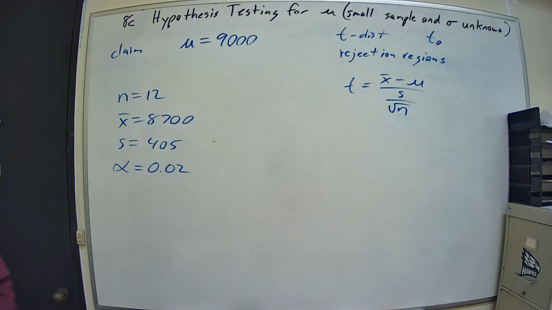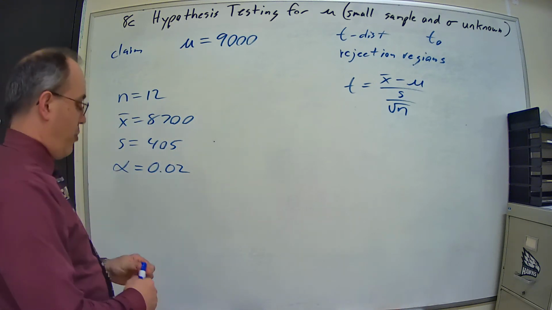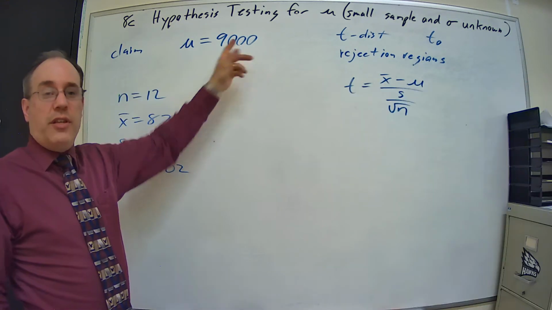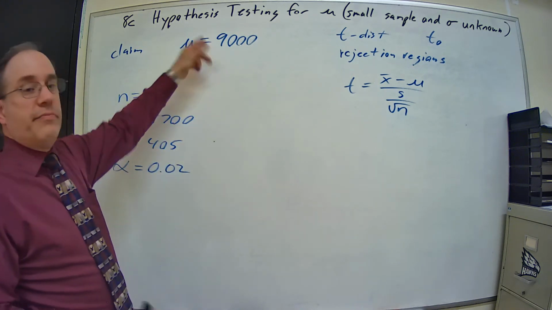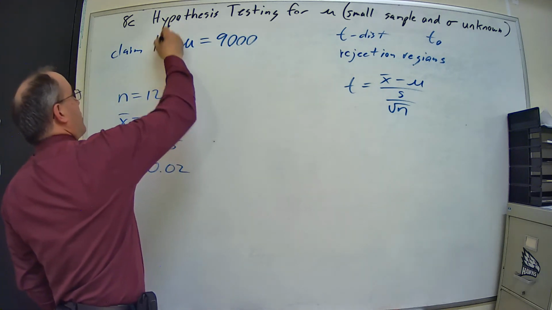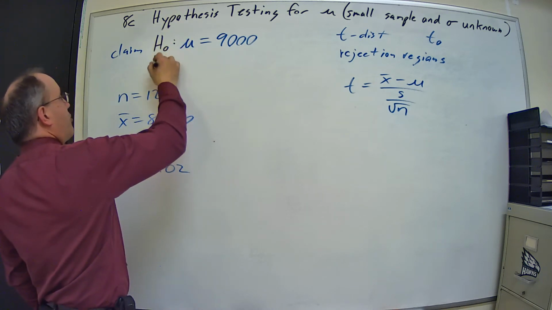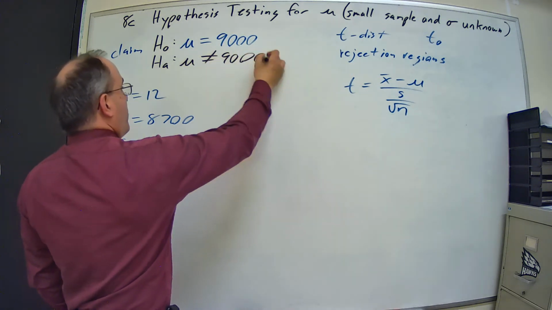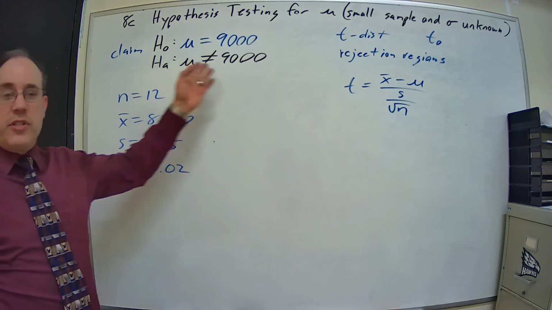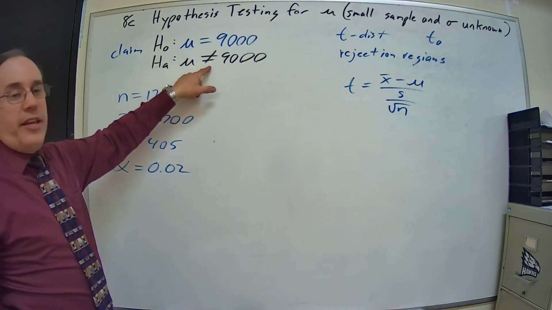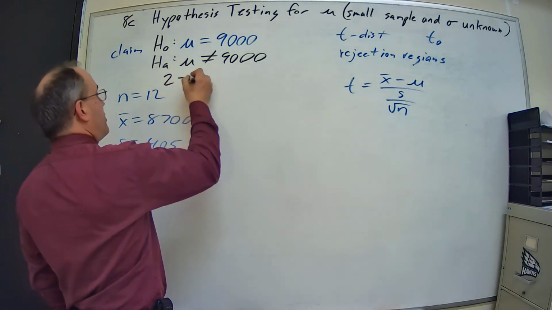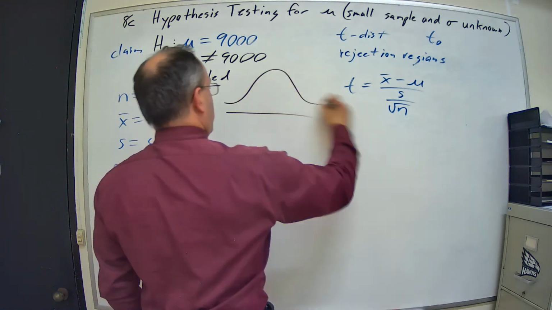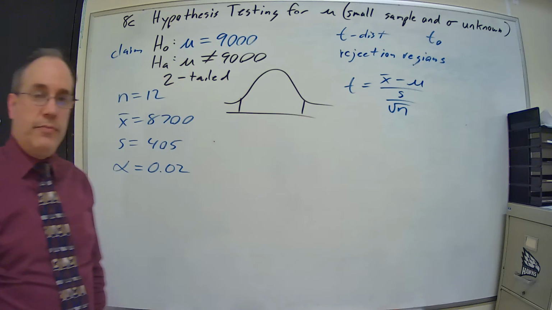Okay. So now that we've got that, we can start putting some stuff together. Well, first of all, the claim is that mu is equal to 9,000. Equal, the claim is the null hypothesis because it includes equality. Therefore, the alternative hypothesis is that mu is not equal to 9,000. The alternative hypothesis points the way to tell us what type of test. Not equal to splits it into two pieces. We're going to deal with a two-tailed test. So we're going to have two tails.